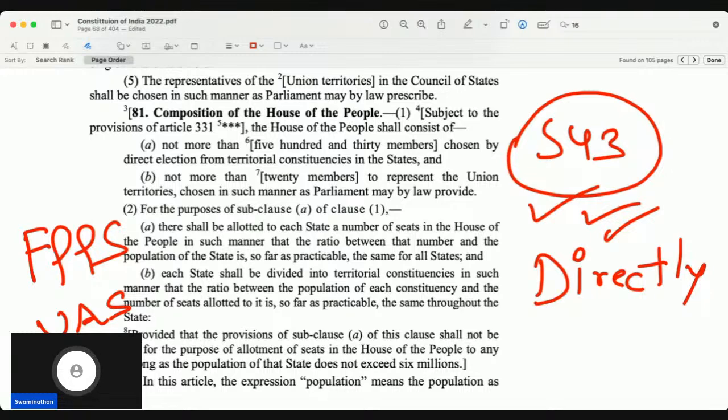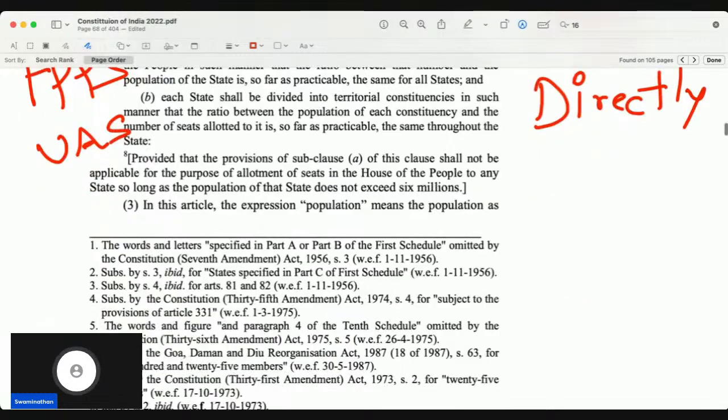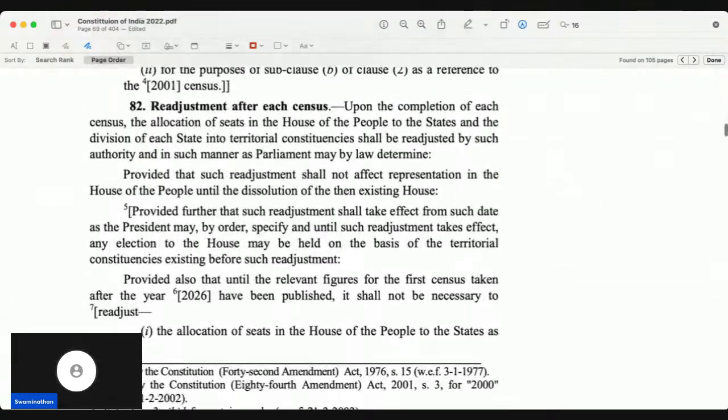This is not always fixed at 543. So the Constitution of India prescribes that after every census, there has to be readjustment.